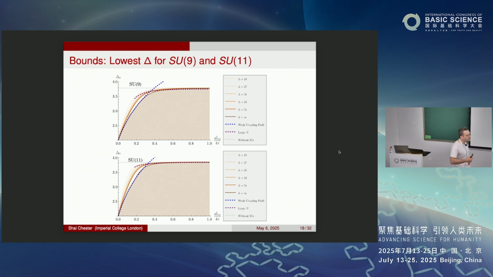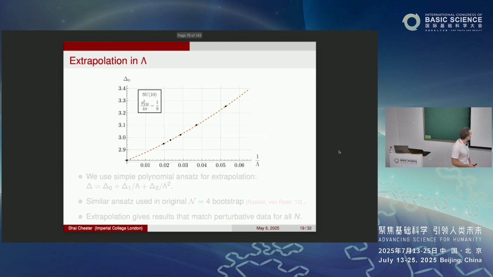Here are other plots for other values of n, just to show you there's something special about n equals 10. So now we can tell you, if anyone ever asks, what is large n in N equals 4 super Yang-Mills, we can tell you. Because you can see exactly for what value of n you start actually seeing the strong coupling regime. Okay, so for the bootstrap experts, this is just because we did some extrapolations in the derivative order, so this is just to show that they make sense.